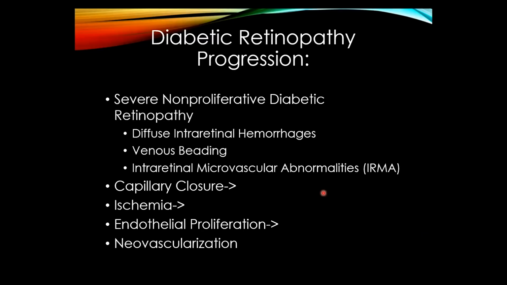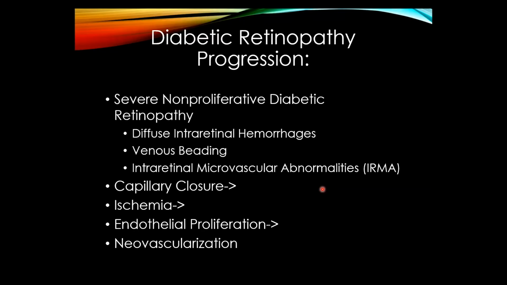So what happens when the diabetes is not controlled and the sugars are high and the diabetic retinopathy gets worse? Well, here's what we start to see on exam. And I'll show you some examples of each of these. First, people develop more severe hemorrhages, not just those little dots I showed you before, but more diffuse hemorrhages throughout the retina. We start to see changes in the veins. They become kind of bloated and blobby like sausage links. We call that venous beading.